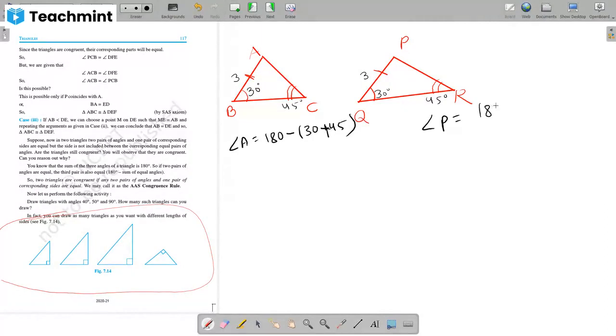By the same property, it will be the same only. So if two angles of a triangle are equal to the corresponding two angles of another triangle, then the remaining one angle will also be equal to each other.